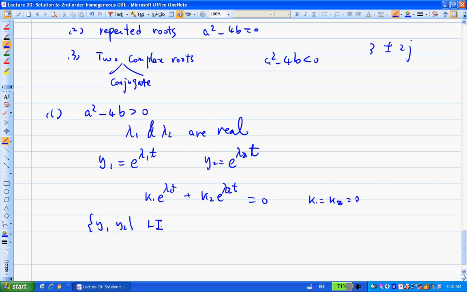If they are linearly independent, by my number 3 theorem, you have two linearly independent solutions, so the general solution is, just a sec. The general solution is y what?